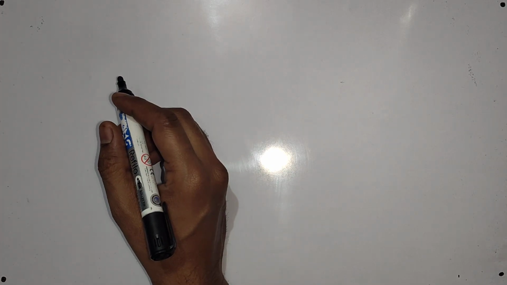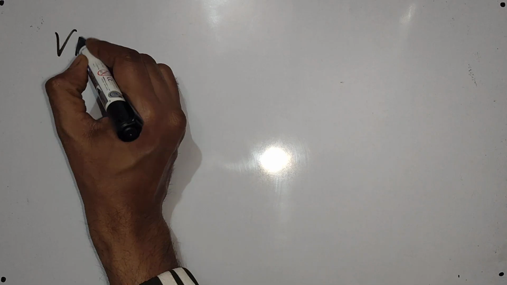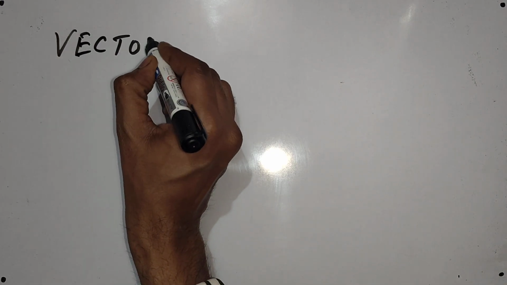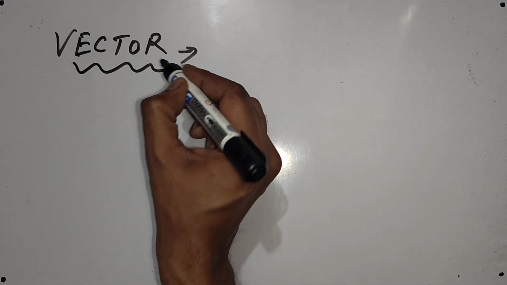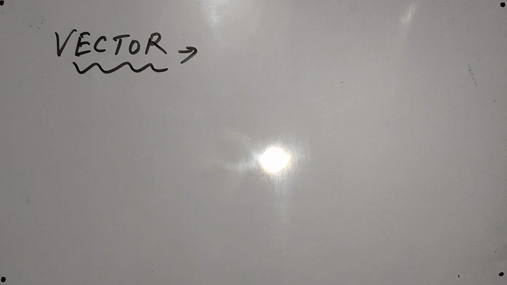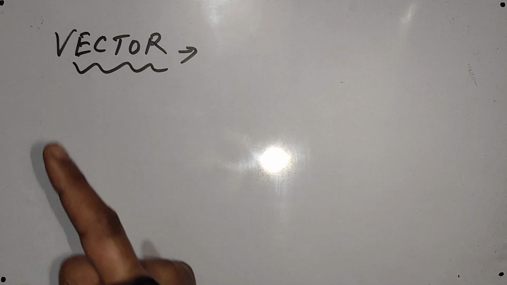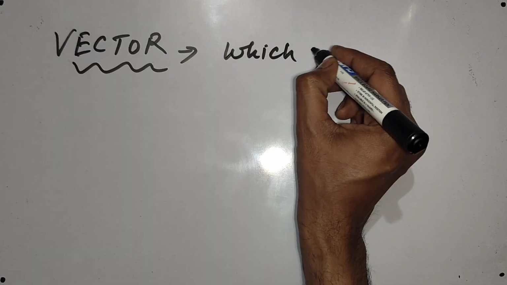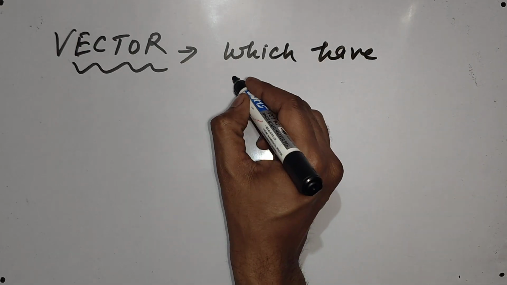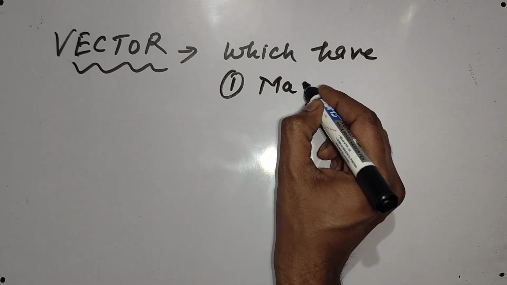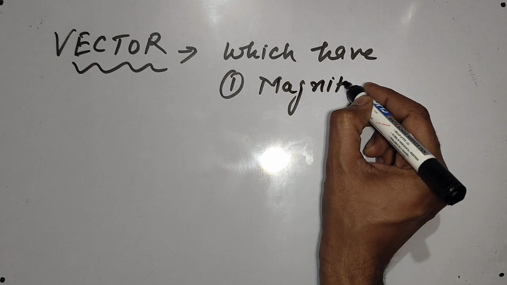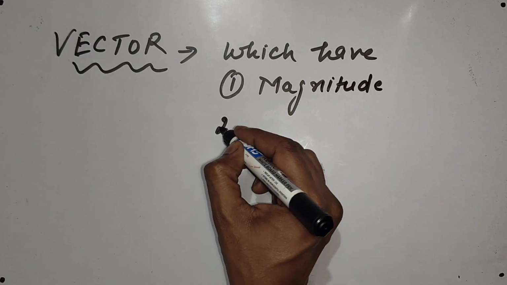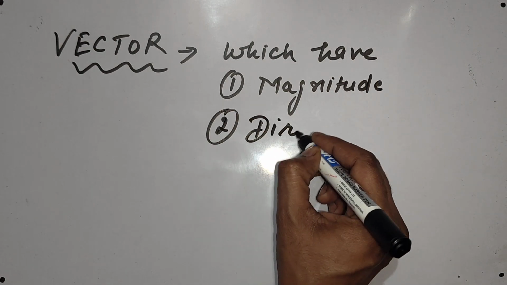Before finding the dipole moments of these cases, first we need to understand this topic: vectors. In physics, there are vector quantities and scalar quantities. So what are vector quantities? Those which have magnitude as well as direction.